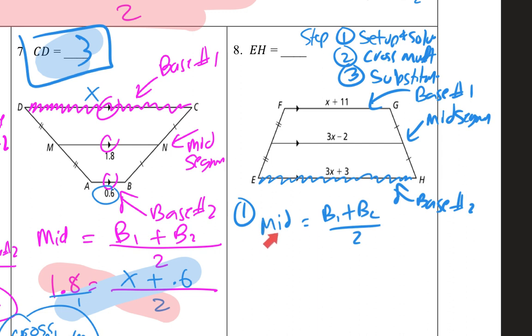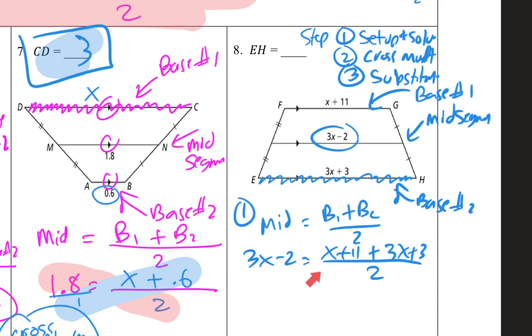So let's substitute. What would go over here for the mid segment? That would be that 3x minus 2. So we'd say 3x minus 2 equals the value of base number 1, which is x plus 11, plus base number 2, which is 3x plus 3, divided by 2. Okay, so that looks quite gross. I know that looks weird. But we're going to just solve it by cross multiplying. We're going to take that difficult looking problem and divide that side by 1. And now we're just going to do our cross multiplication.